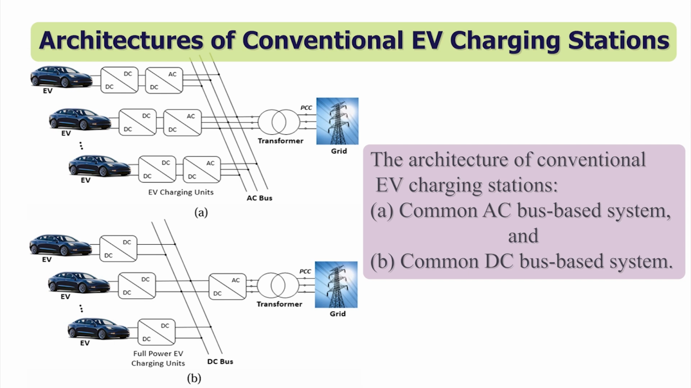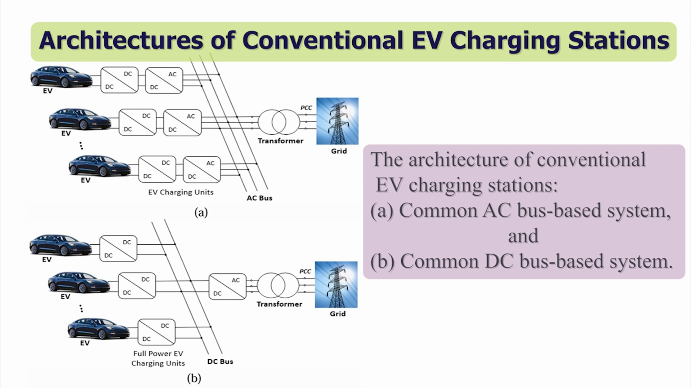So, here we have given n number of vehicles which can be connected at the AC bus by using an onboard charger. We have AC to DC and then DC-DC stages. On the other side, if we see, we have common DC bus based systems.